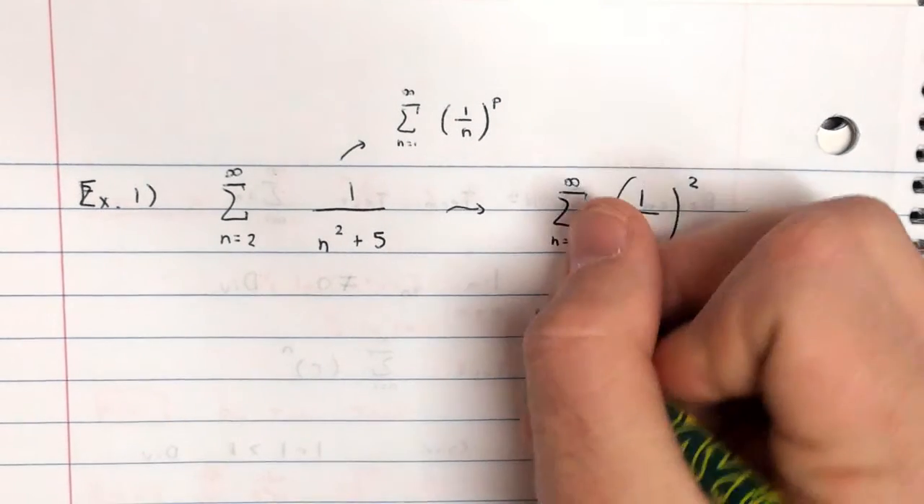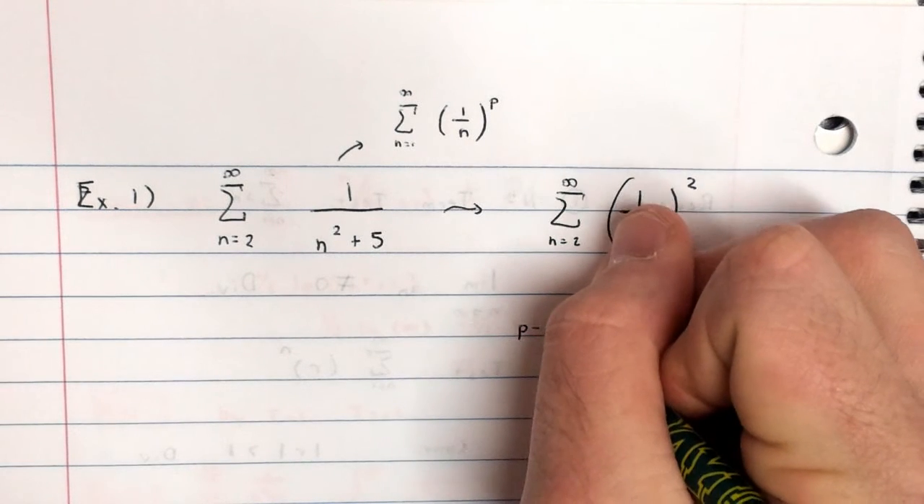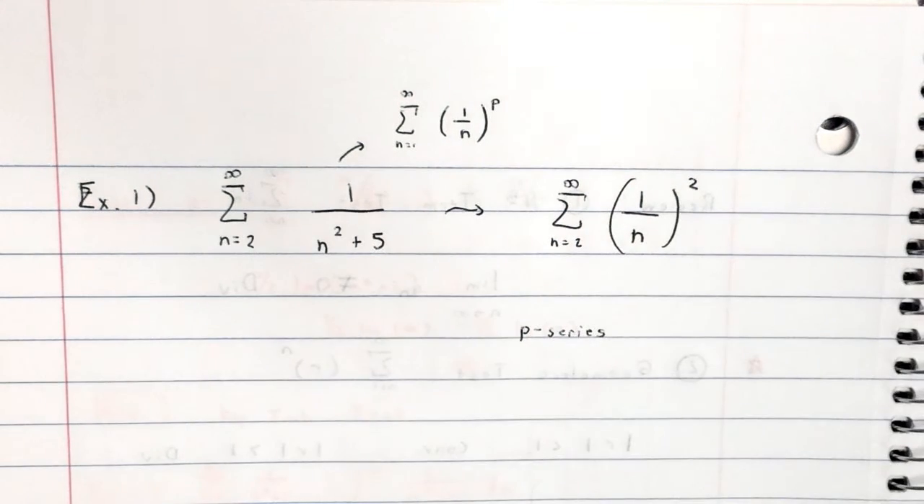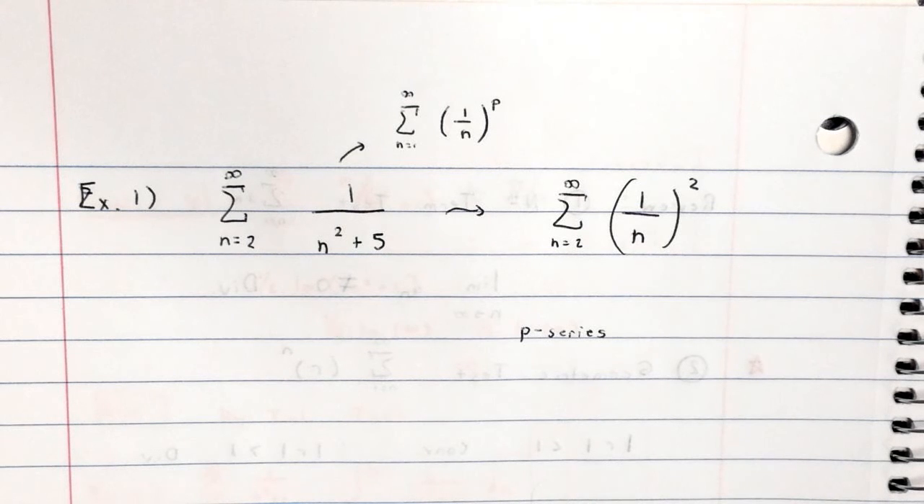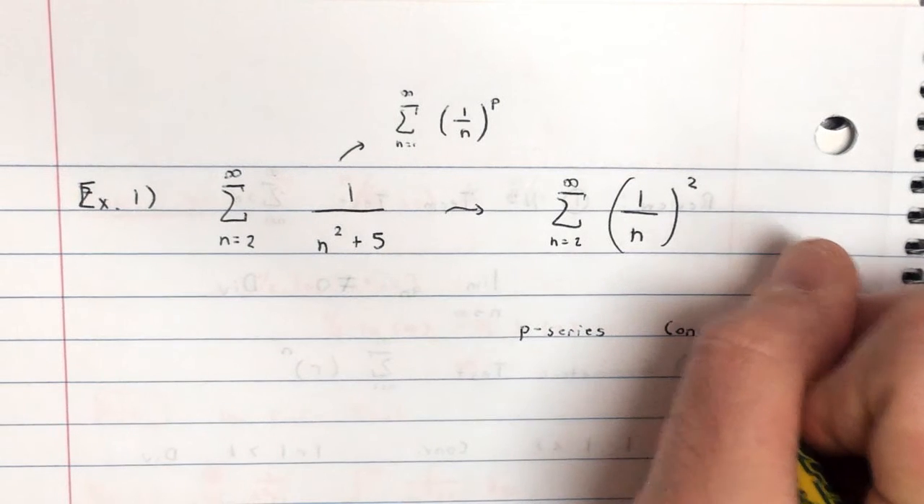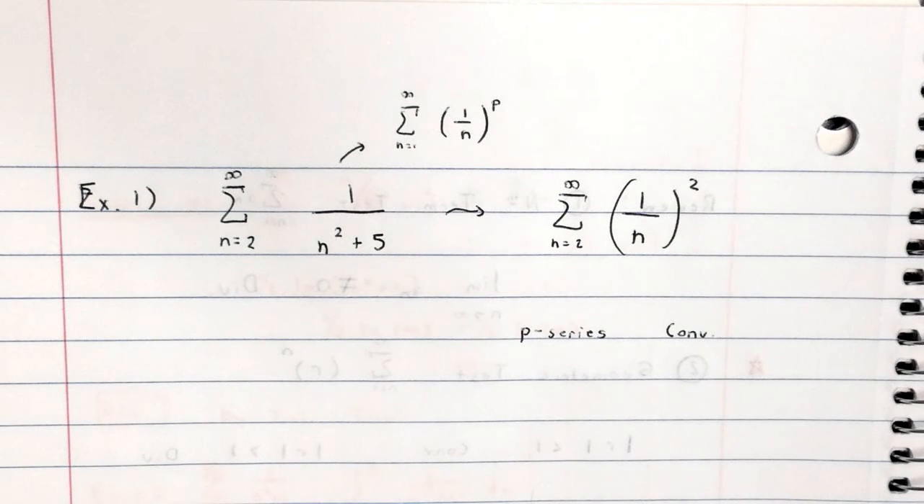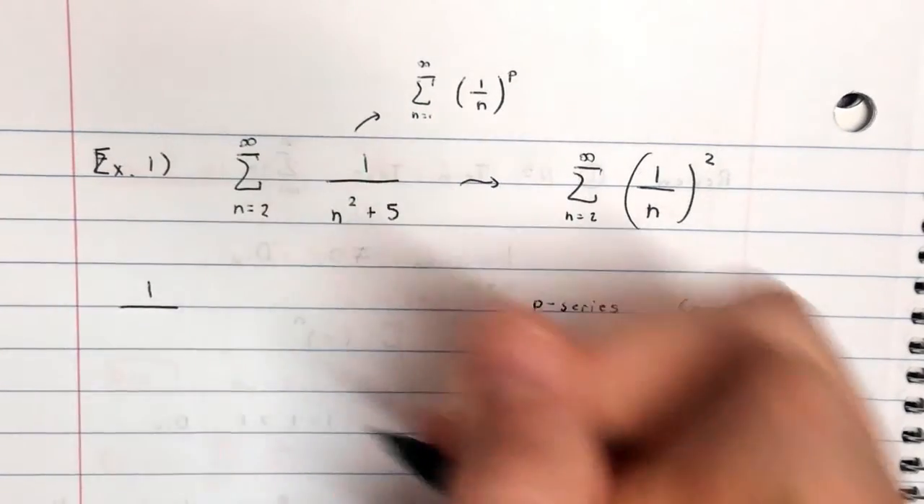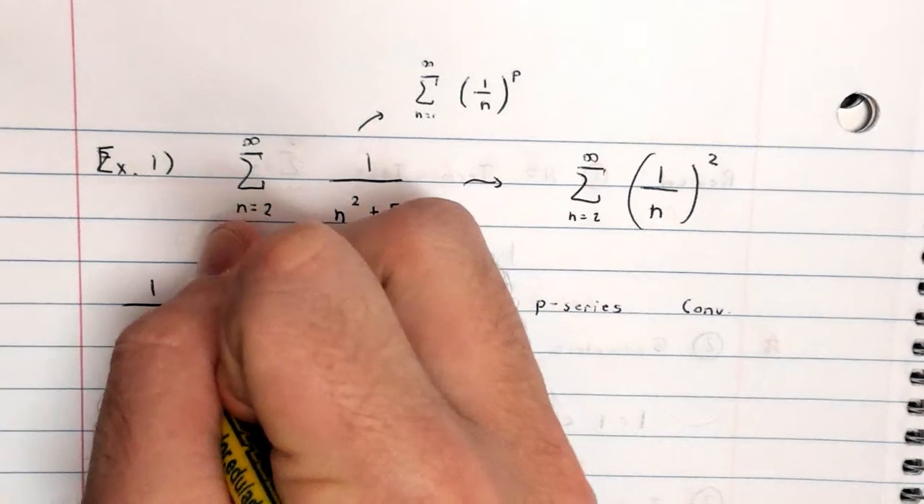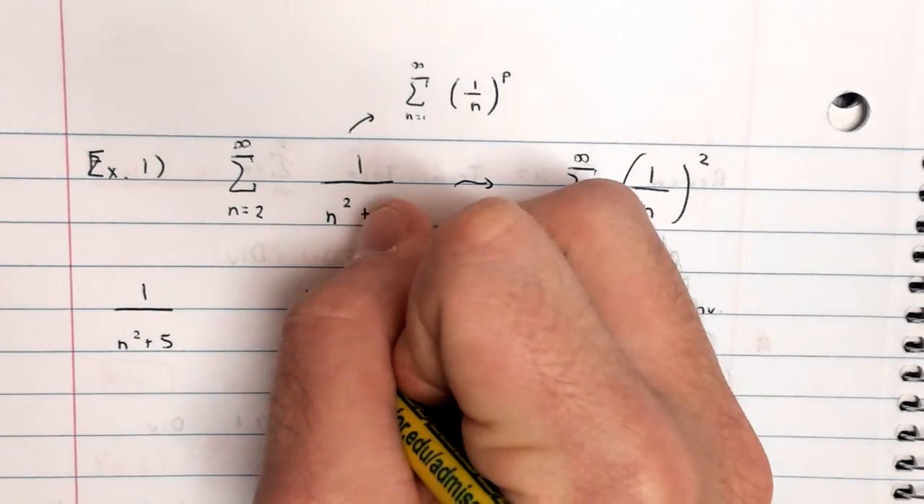This series, you already told me it's a P series. And in this case, is it a converging P series or diverging P series? P is greater than 1, so it's going to converge. Alright, so I just found a really easy test that pretty much looks like what I'm looking at. It's really close to it. So let me compare the two. Right now, I have 1 over n squared plus 5, and I have 1 over n squared.